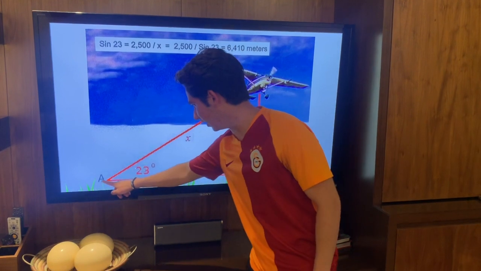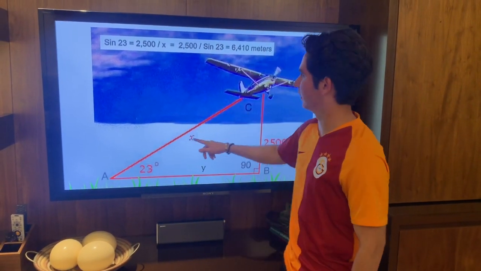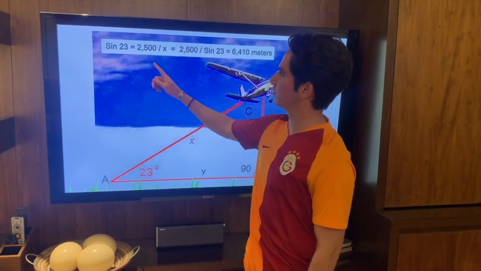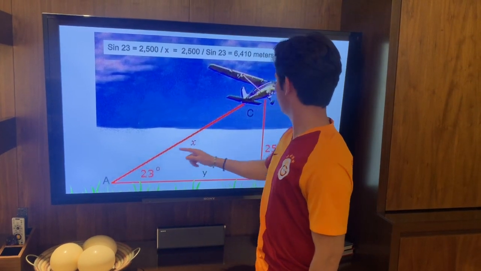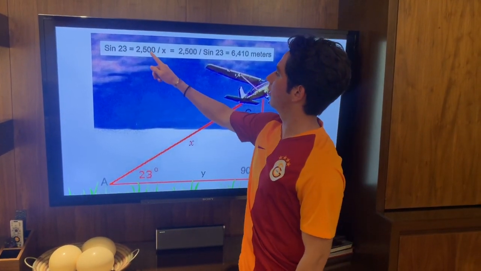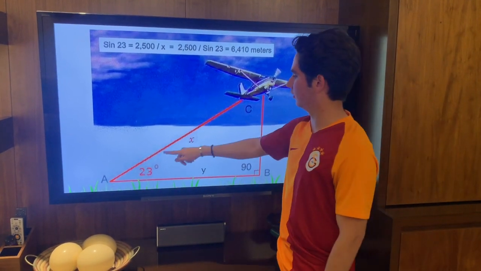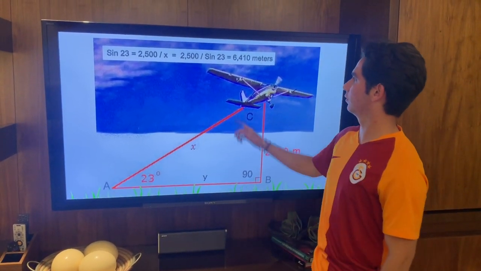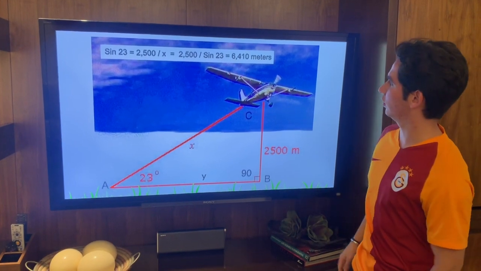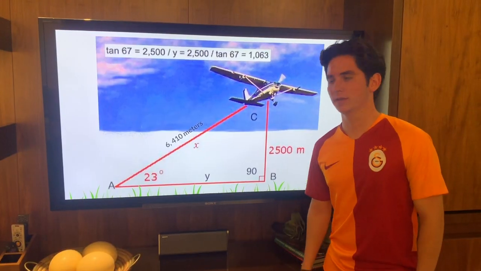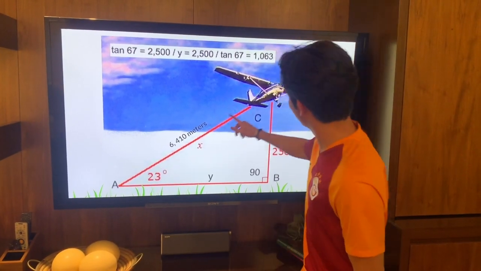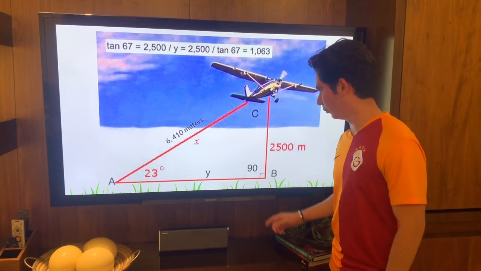So if you're at point A, you have to find the length of x, which would be using the sine of 23, that would be opposite, which is 2,500, over the hypotenuse, which is this one. That would give you 6,410 meters. So right here we have the answer of how far away the airplane is.